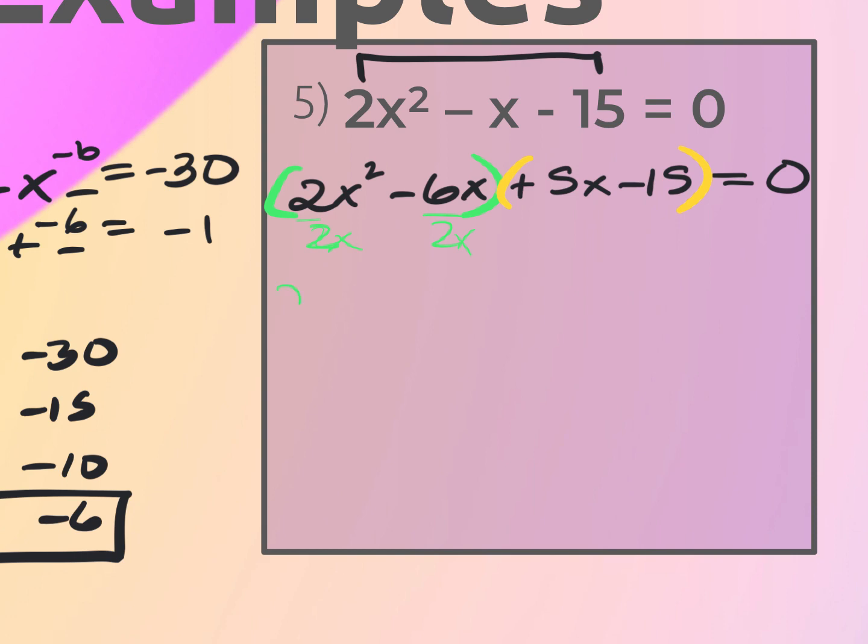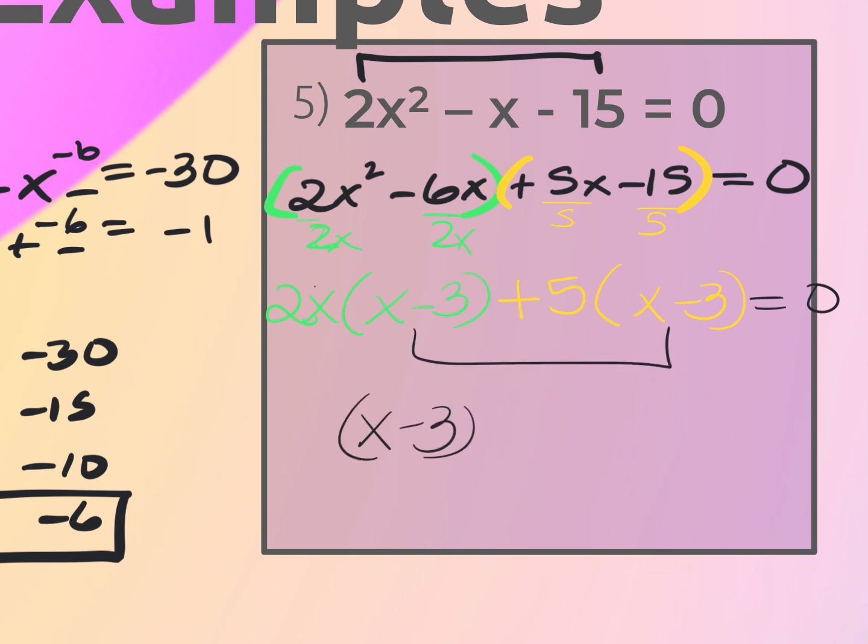So I'm going to divide both of them by 2x. And then now I'm left with x minus 3. My greatest common factor of the yellow group is going to be 5. Divide them both by 5. And then after I divide, I end up with x minus 3. Notice these both look the same, so write it down once.